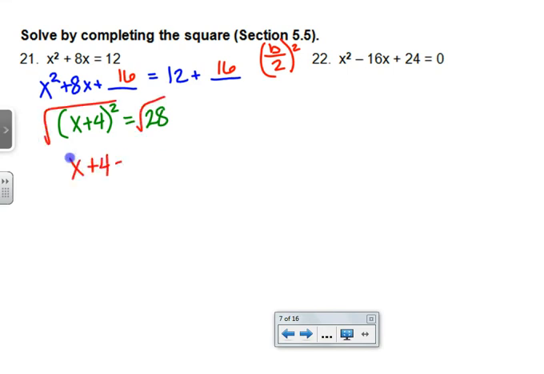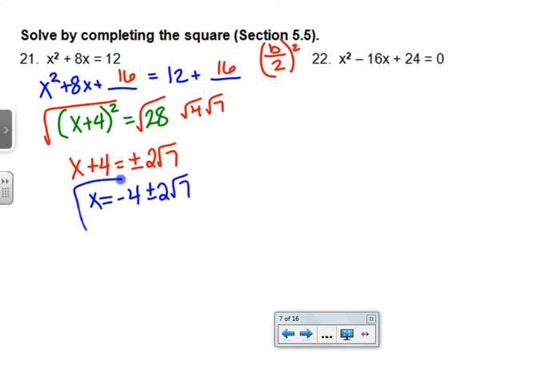x plus 4 equals 28 breaks into 4 times 7. So we have plus and minus 2 square root of 7. And then for your final answer, we will subtract 4 from the right hand side. Negative 4 plus and minus 2 square root of 7.